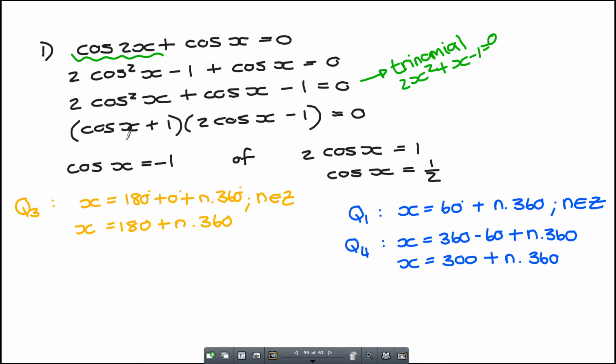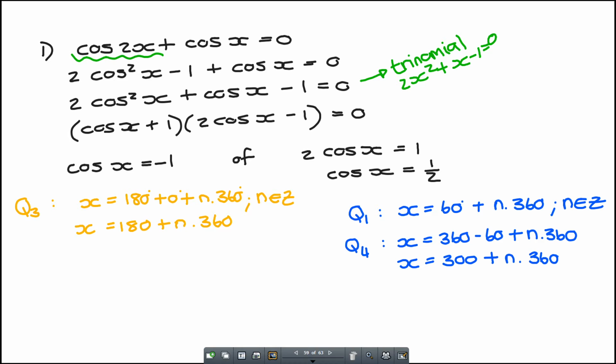So then, instead of just saying x plus 1, I say cos x plus 1. And instead of saying 2x minus 1, I say 2 cos x minus 1. So that works for me. Otherwise, it looks too confusing.